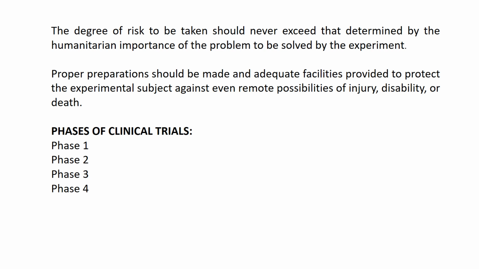To conduct trials, there are 4 phases: Phase 1, Phase 2, Phase 3, Phase 4. The degree of risk to be taken should never exceed that determined by the humanitarian importance of the problem. Basically, you are testing a drug on human volunteers, so your experiment should contain 4 phases.